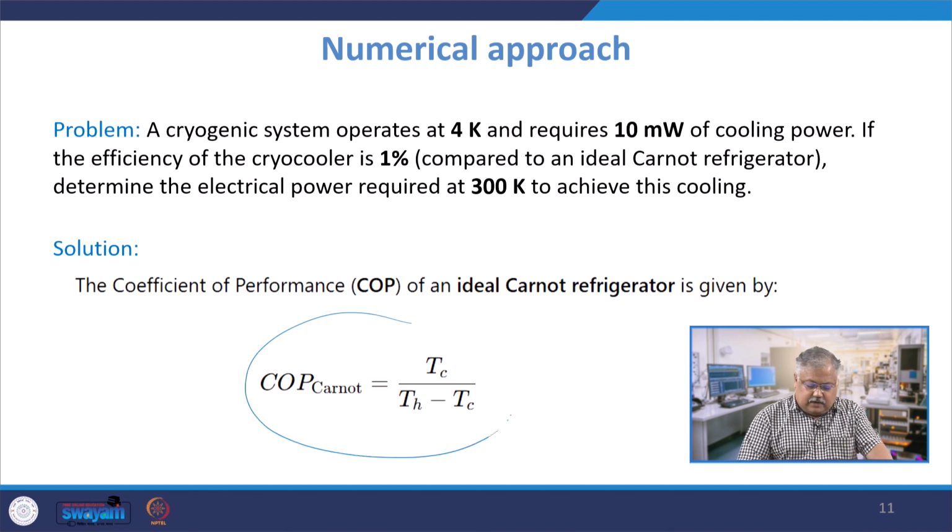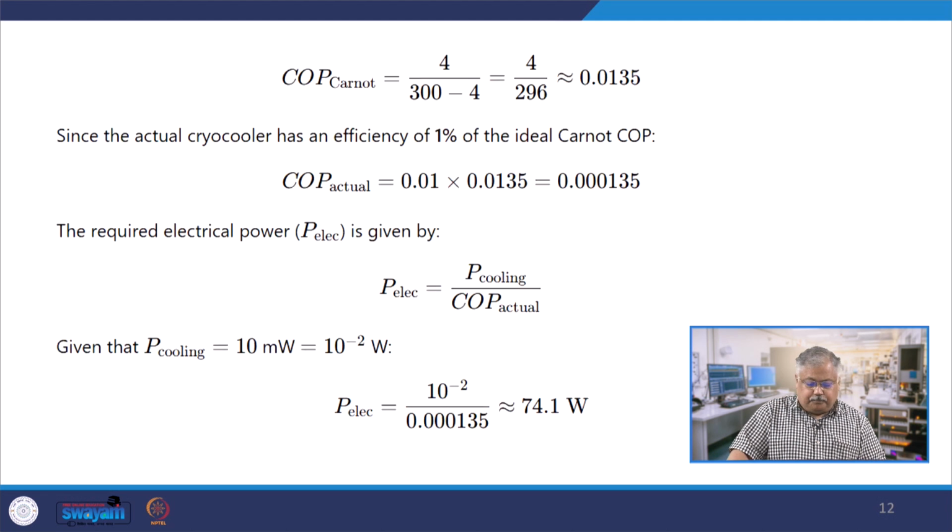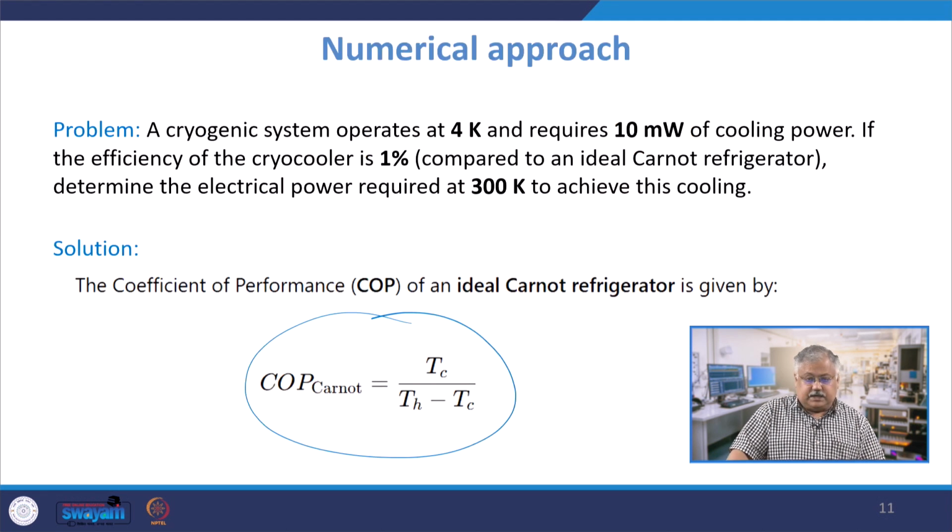given as Tc upon Th minus Tc, right? And I will explain to you what Tc is. Tc is basically the temperature you are going to reach, and Th is the ambient. Now, if you want the COP Carnot to be 1, then basically my Th should be equal to 0, and I will get Tc by Tc, which is equal to 1.